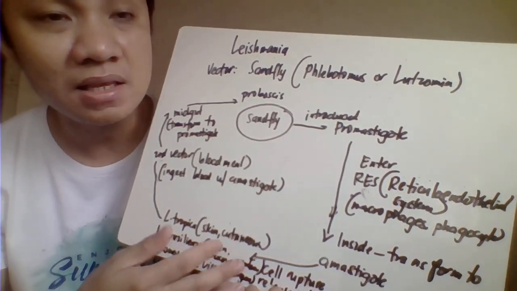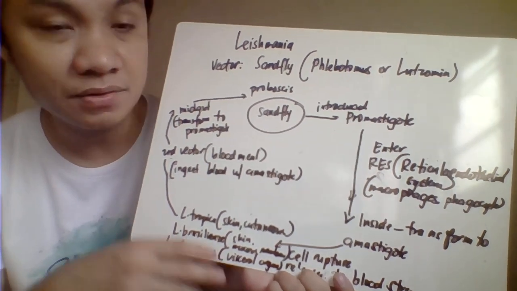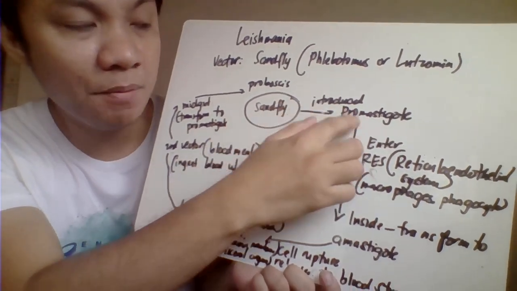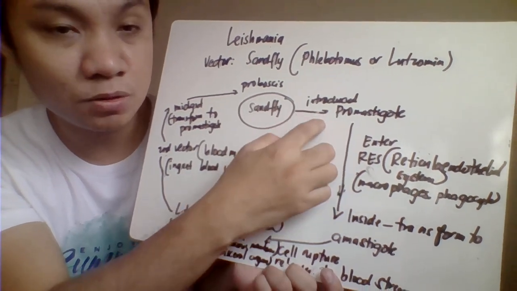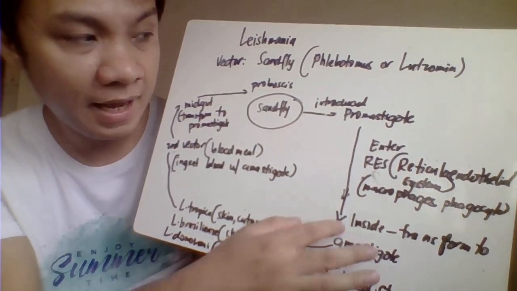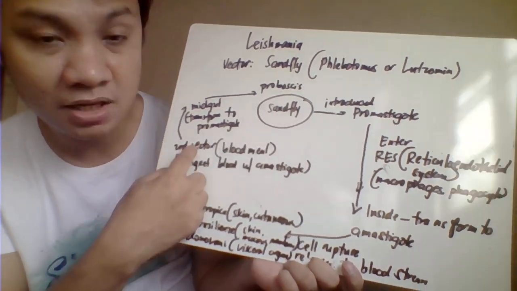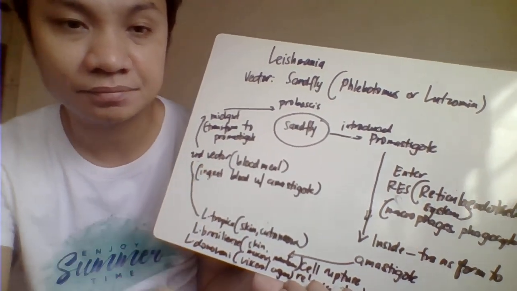So notice here that in the case of the leishmania, you have only two stages. The promastigote is the infective stage to humans. And the amastigote, on the other hand, is the infective stage to your vector.